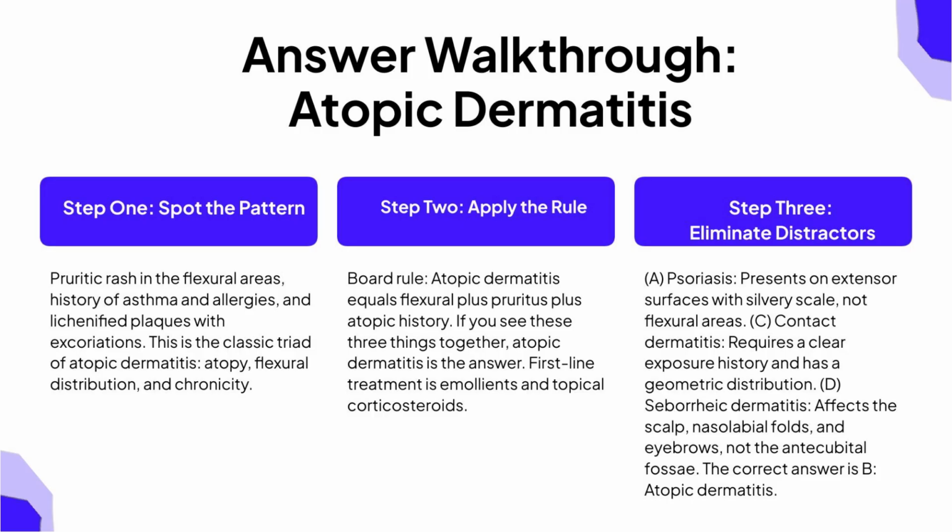First-line treatment is emollients and topical corticosteroids. Step 3, eliminate the distractors. Psoriasis would present on extensor surfaces with silvery scale, not in the antecubital fossae.